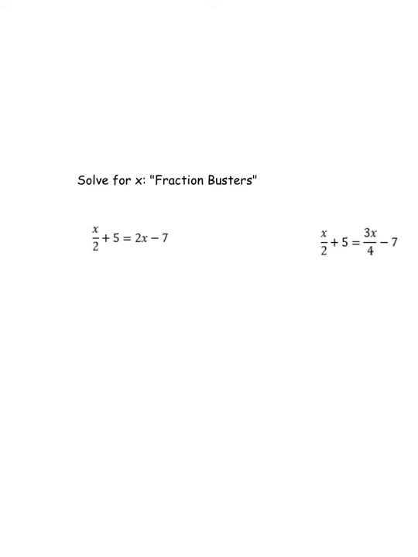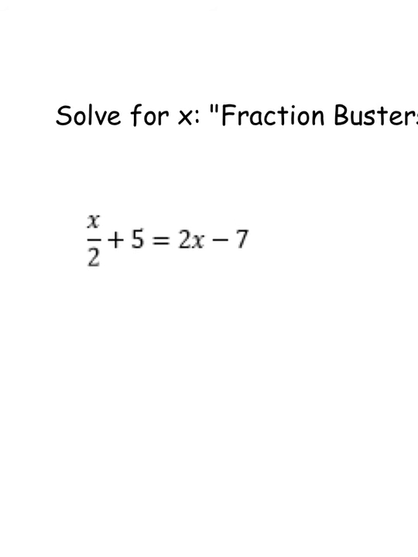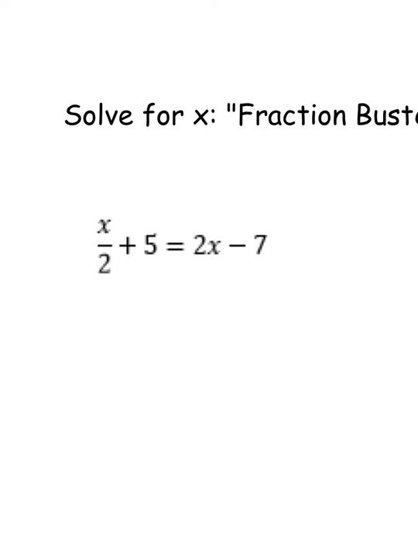Solving equations with fractions is not much different than solving your regular equations for x. So we'll look at this first example here. Notice that there's a fraction. Your fraction buster step is to simply take whatever the denominator is and look for a common denominator. In this case, the only denominator is 2. So what I'm going to do is multiply every single term by 2.